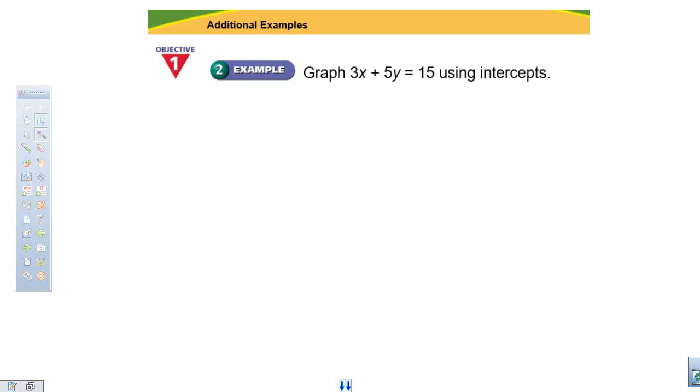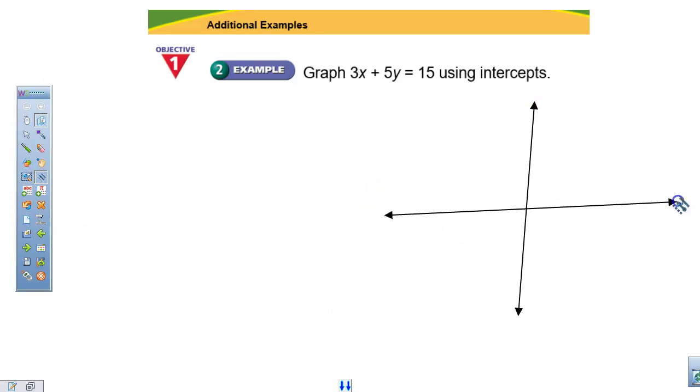So example 2 says to graph 3x plus 5y equals 15 using the x and the y intercepts. I have to make my own graph paper up here. But if you guys have graph paper, you are more than welcome to use it. Or if you need some more graph paper, you are welcome to go grab some. And we have to start by finding the x-intercept and the y-intercept.